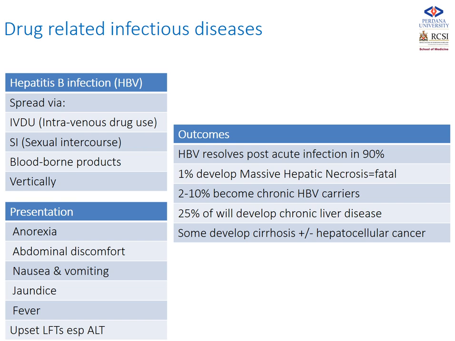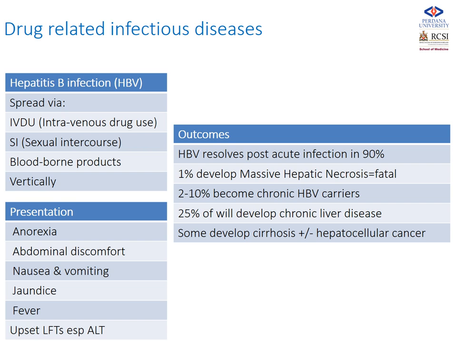Hepatitis B is spread through intravenous drug use, also through sexual intercourse, and some problem drug users would be funding their heroin habit through prostitution. So these two would be linked. They may also get it through blood-borne products, transfusion, and also vertical transmission at the time of birth. They may present with poor appetite, abdominal discomfort, nausea, vomiting, there may be frank jaundice, a fever, or they may have upset liver functions, particularly transaminases.